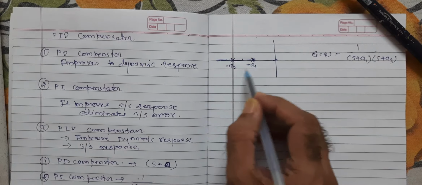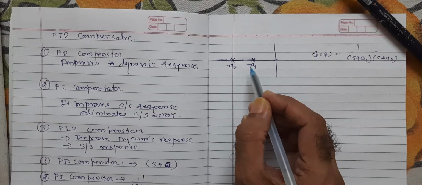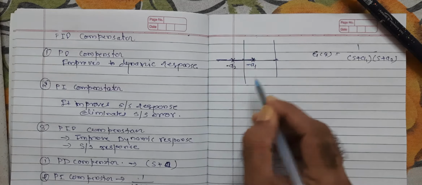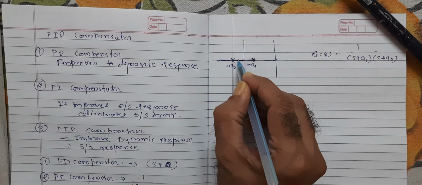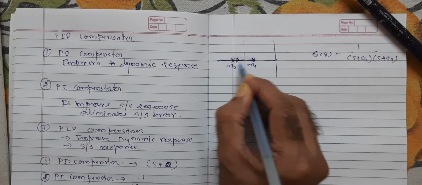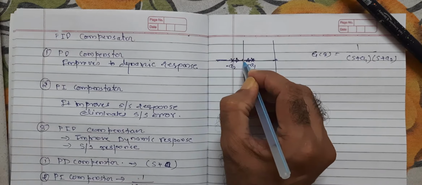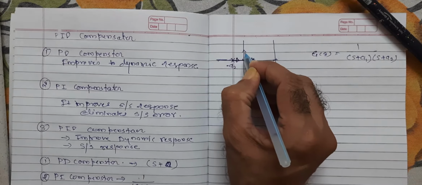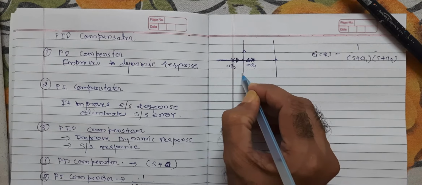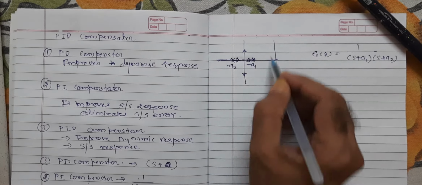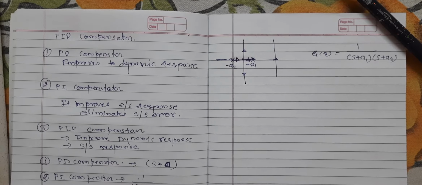There are only two poles here. So my asymptotes are minus 90 degrees and minus 270 degrees. Now see what happens here: these poles start moving in these directions, they meet at this point, then one pole moves in the upward direction and one pole moves in the downward direction. So this is my root locus.